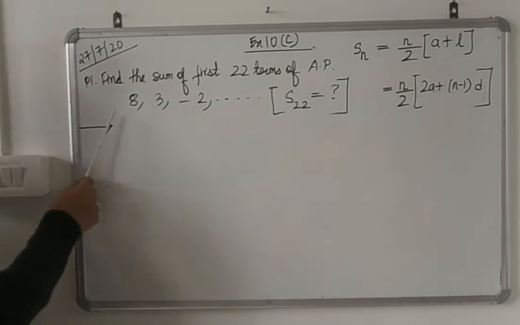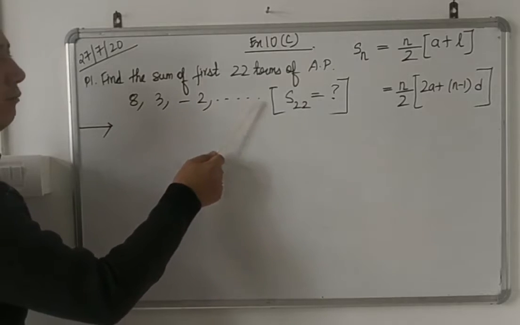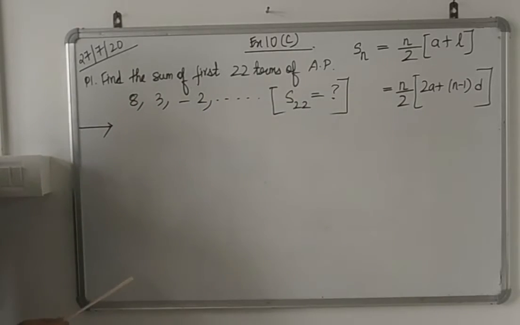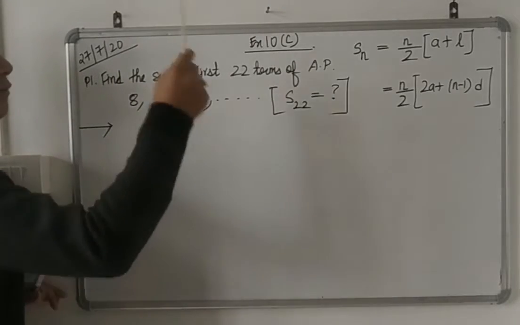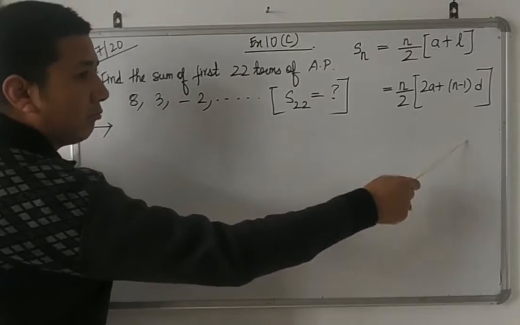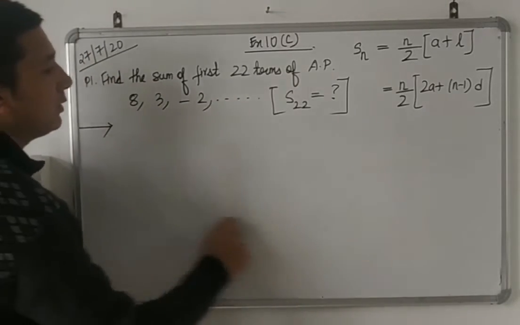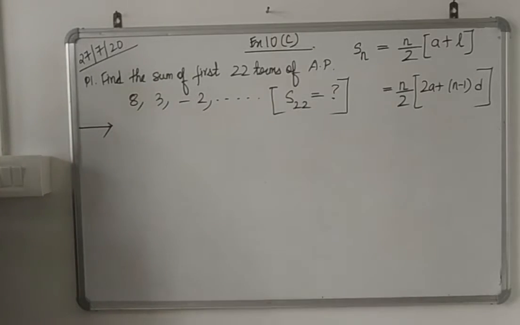The first term is 8, second term is 3, third term is minus 2. It goes up to 22 terms. First term, second term, third term, fourth term, it goes up to 22 terms, and we need to find the sum of all these terms. This plus this plus this till 22. Now if I find each individual term and add it, it's going to be very lengthy.